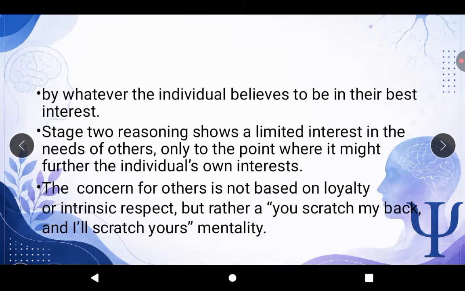So the child is taught in a certain way that whatever they do, they should think of others, like how it is going to affect other people and what the consequences would be.